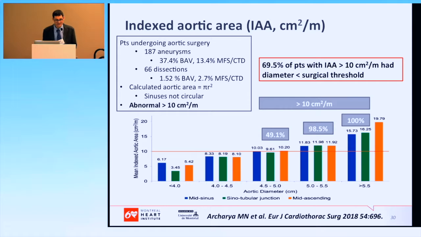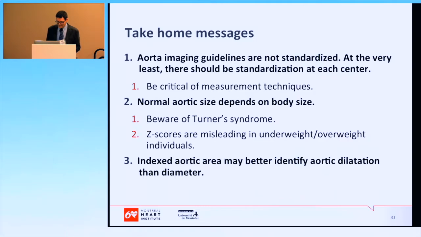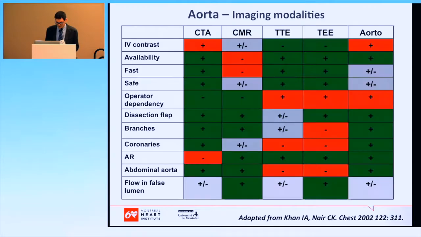A major critique of that study, however, is that they did not actually draw the aortic area. They calculated it using the formula for the area of a circle. But that, of course, does not apply to the aortic root, which has petals. So again, another comment about normal aortic size and body size is that Z-score may be misleading in extremes of weights, and that the indexed aortic area is an interesting marker of aortic dilatation.